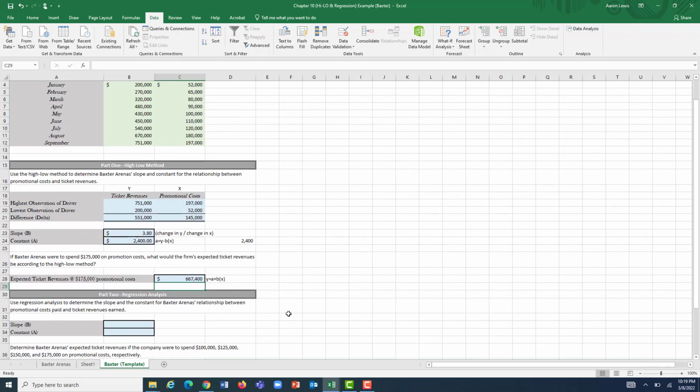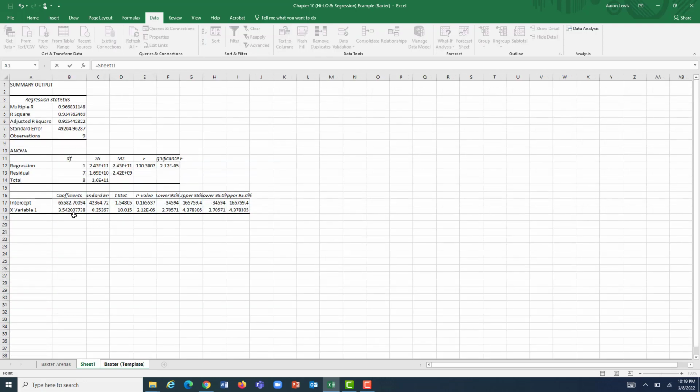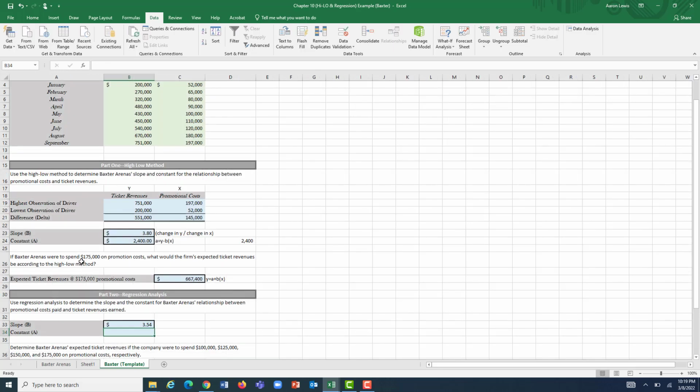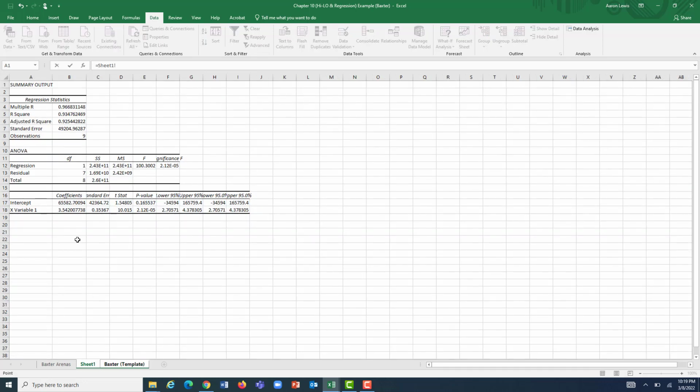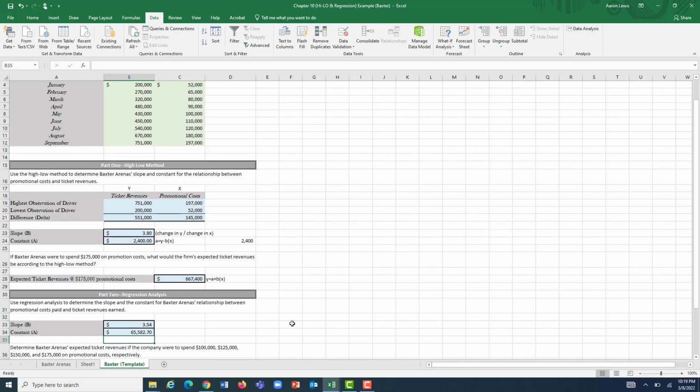Down here, our slope, our B in this case, is equal to, I'm going to go back to that sheet that popped up for our summary output, $3.54 and a bunch of change. You don't even need to round off. Just click on it and bring it on over. The constant that we have in this case is how much we get when we cross the intercept, it's $65,582.70 and some microscopic change. So I'm going to click on that. I'm going to hit enter, and we have our A and our B.